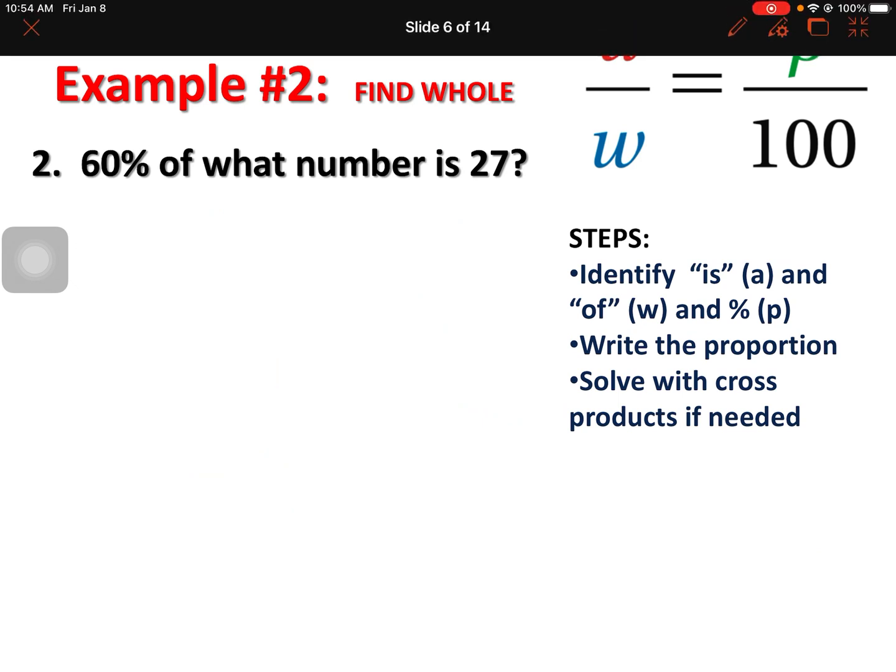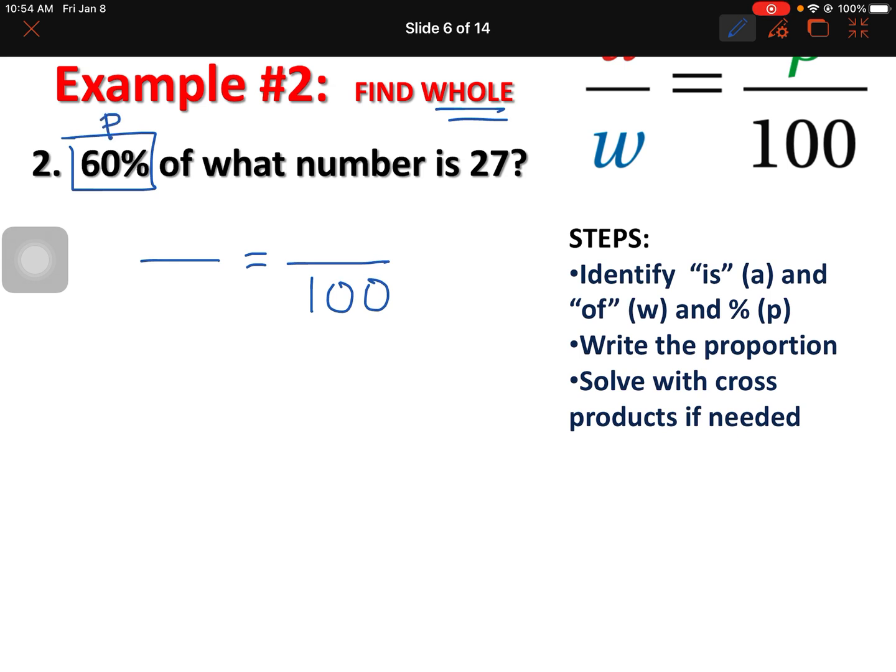All right, as we look at this next one, we're going to go through lots of examples today, so I'm going to try to pick up the pace a little bit as we get going. So this time we're going to be missing the whole, and you're going to see it says 60%. Okay, 100 always goes down here. Percent's always going. There's our P for percent. 60 out of 100 is what our percent is.